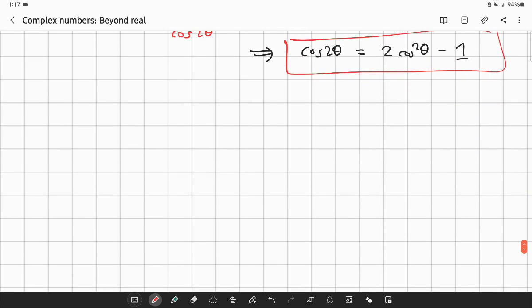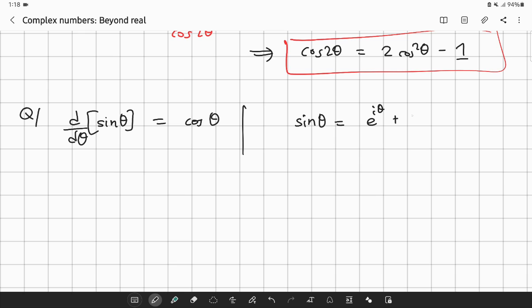Okay, now let's do another example from this. The question is to show that d by d theta of sine theta is cosine theta. But you're not allowed to use limits like you did in calculus 1 or calculus 2. Instead, you're asked to prove this starting from sine theta equals e raised to i theta plus e raised to minus i theta divided by 2i. You're starting from this. So what do I do?